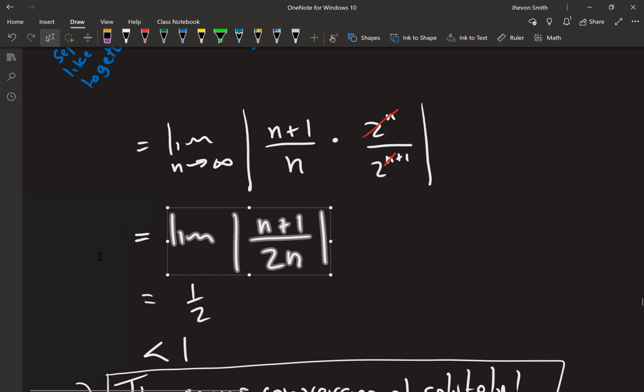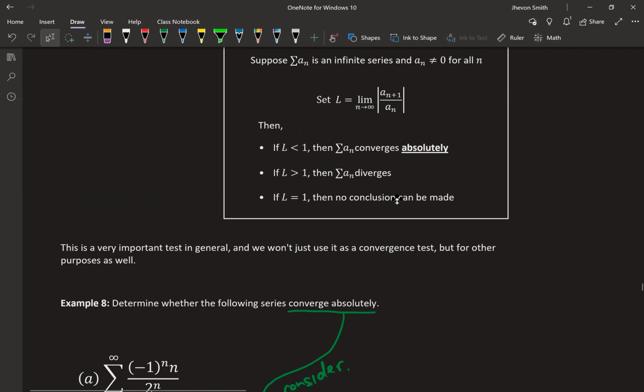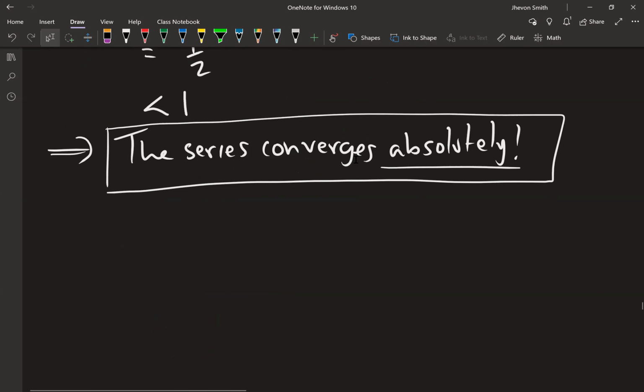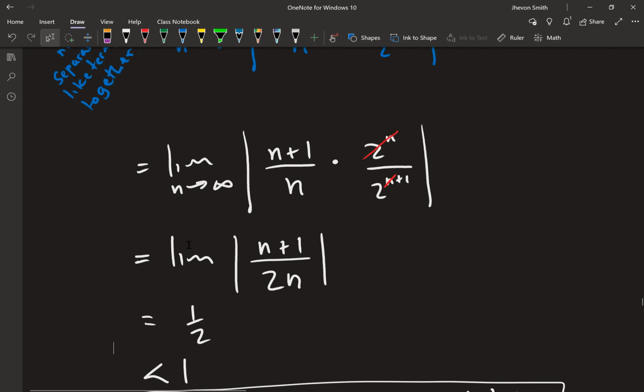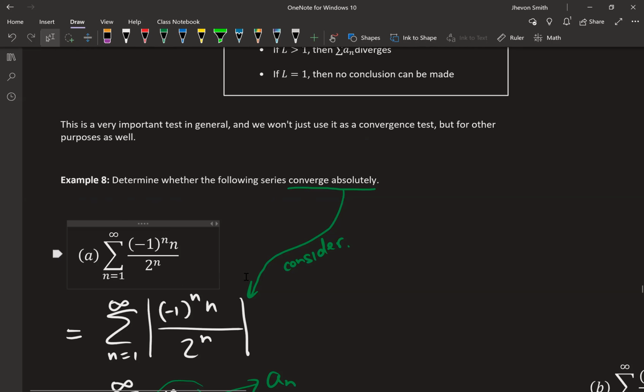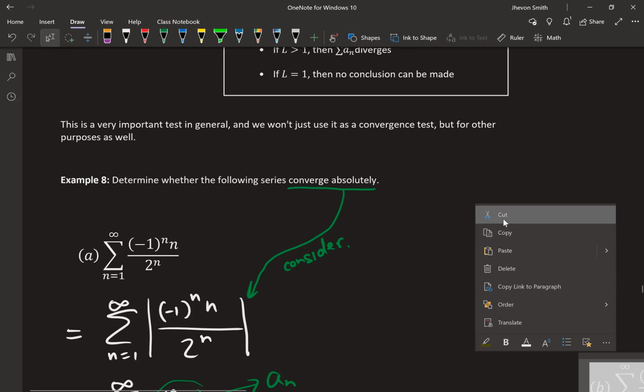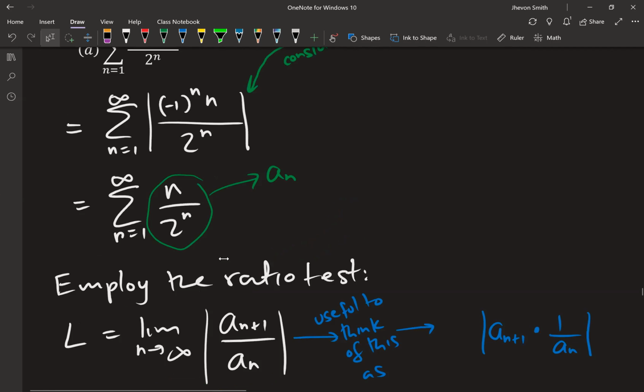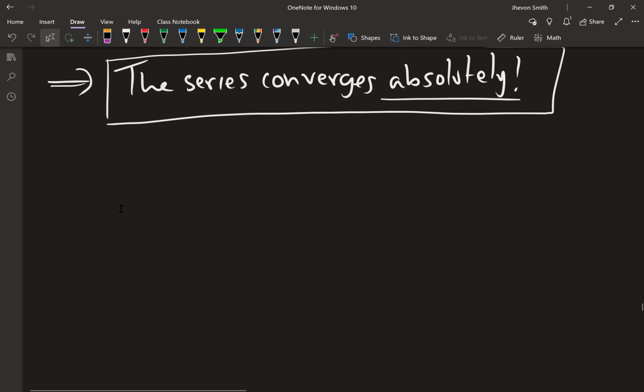Now that limit goes to a half. A half is less than 1. According to the ratio test, if my L is less than 1, it converges absolutely. So I can make the conclusion it converges absolutely. And that is me applying the ratio test to this series right here. Okay. So you guys practice. Tell me what's going to happen with this series.